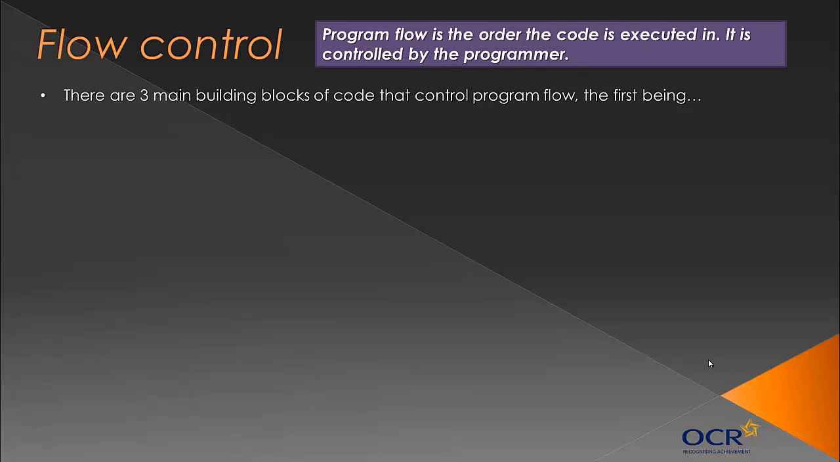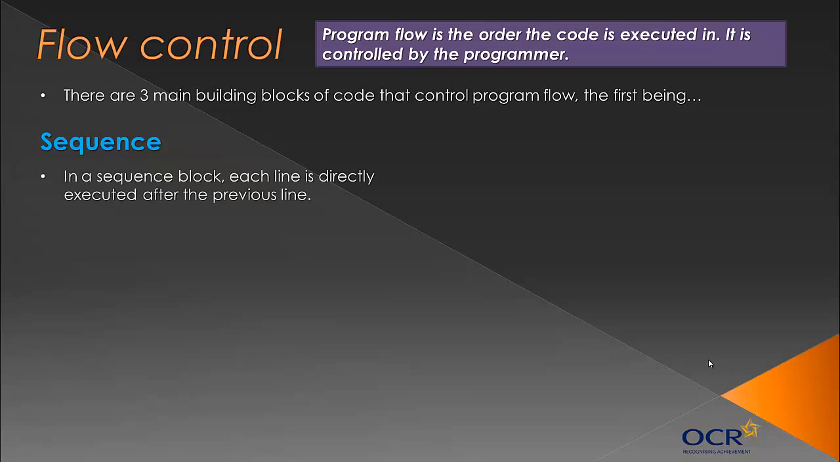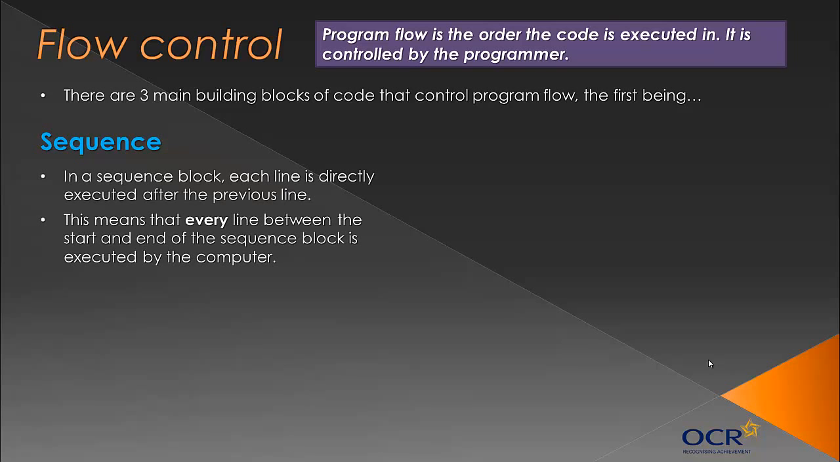I don't know if everyone uses this phrase, but I like to think of there being three main building blocks of code that control how the program flows. The first, and the simplest, is sequence. In a sequence block, each line is directly executed after the previous line. So it really works in sequence. Once one line finishes being executed, the next one gets executed, and so on.